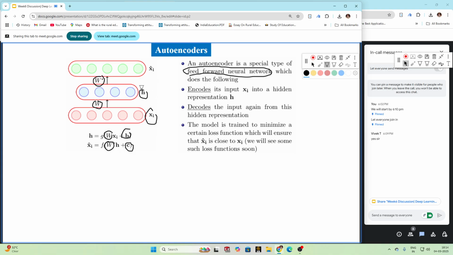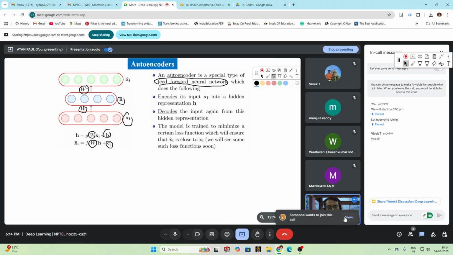Now, how is h calculated? h is calculated as the weighted sum of the input neurons, W xi, plus the bias b, which we pass into a function known as g. By that we calculate h.